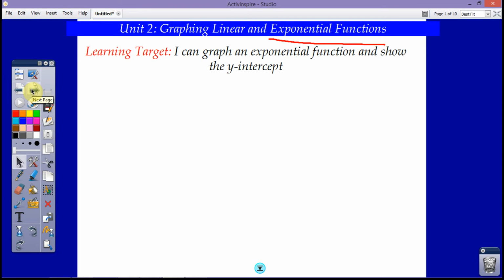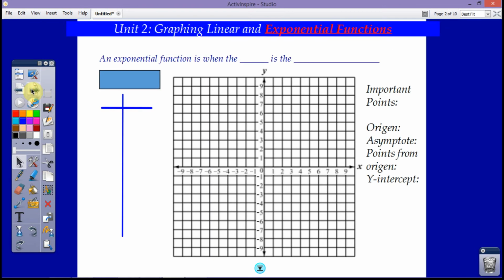So the first thing we're going to try to graph is, well, before graphing the exponential function, we need to know what an exponential function is. And over there in your notes, you have to fill out the blanks. An exponential function is when the x is the exponent.